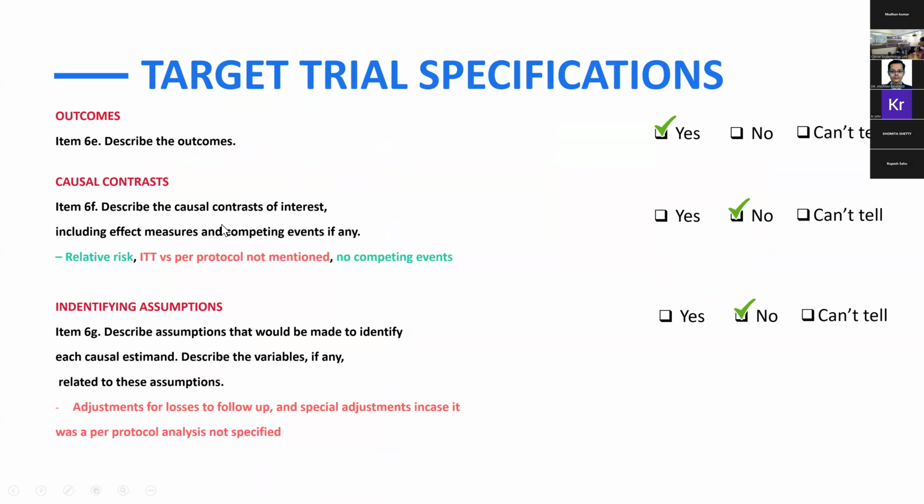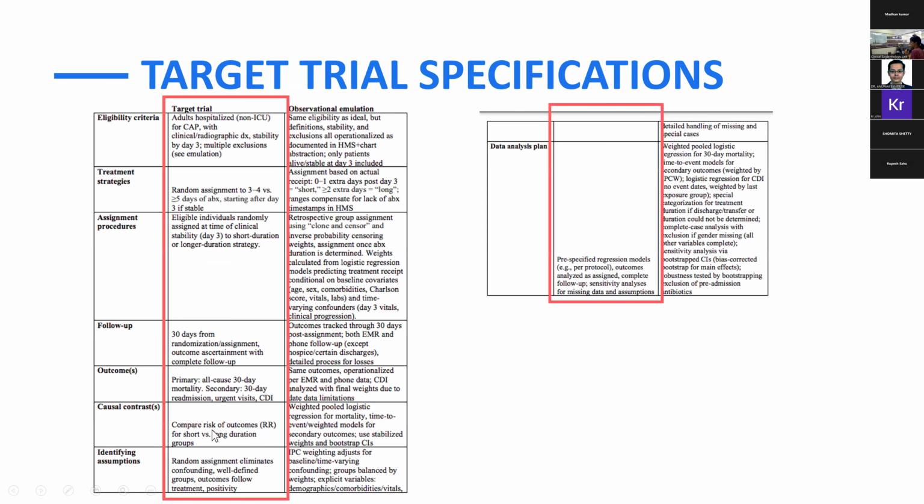Causal contrasts: describe the causal contrasts of interest including effect measures and competing events, if any. Relative risk. ITT versus per protocol was not mentioned, and no competing events. What is not done I have written in green. They have mentioned causal contrasts, comparing risk of outcomes by relative risk for short term versus long term, but they have not written whether they are doing intention to treat or per protocol analysis. Competing events means something that occurs before your event of interest can occur. For example, I am following up prostate cancer for 1 year to see mortality, but in between I have an MI and die. That is a competing event. They haven't mentioned that also.